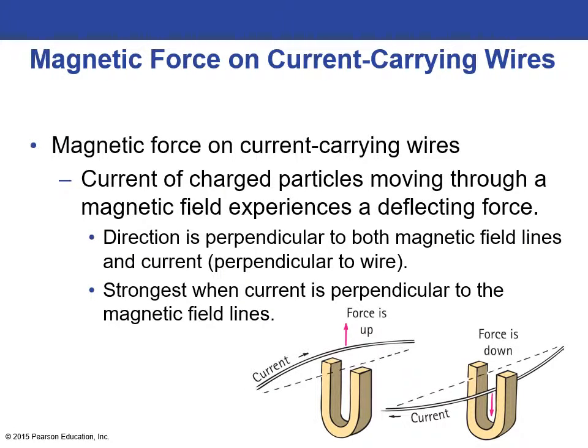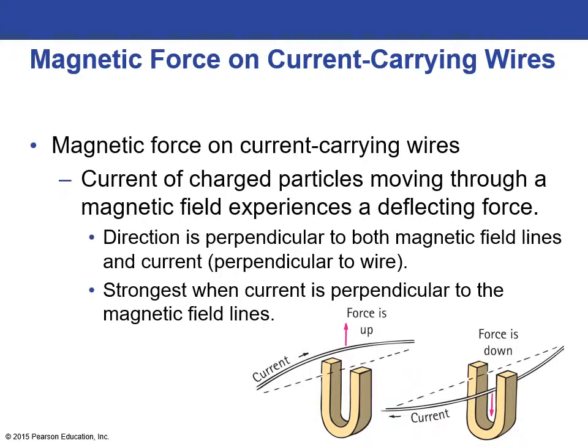If you have a current of charged particles moving through a magnetic field, so for example, a wire with a current going through it, and those electrons are moving through a magnetic field, those electrons will experience a deflecting force, and the direction is perpendicular to the magnetic field lines and the current, so essentially perpendicular to the wire.